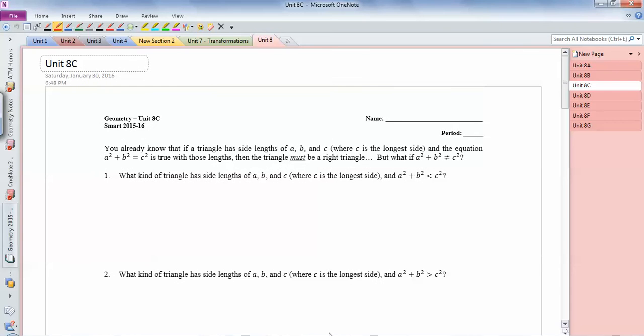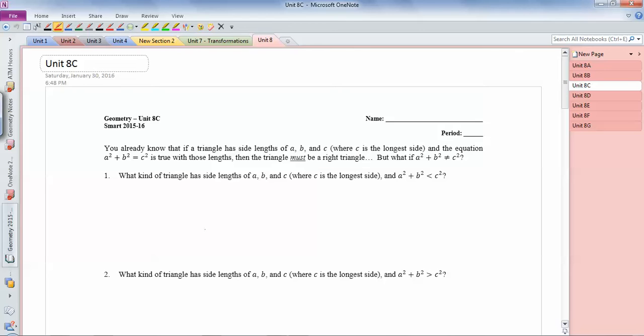All right, so let's take a look at the 8C handout, which builds on Pythag a little bit. We already know that if we have a triangle where C is the longest side and A and B are the other two sides, then it's got to be a right triangle if A squared plus B squared equals C squared. And if A squared plus B squared doesn't equal C squared, then you know you don't have a right triangle. But it turns out that's not all you can figure out. You can figure out more detail if it doesn't equal C squared. So we're going to analyze that.